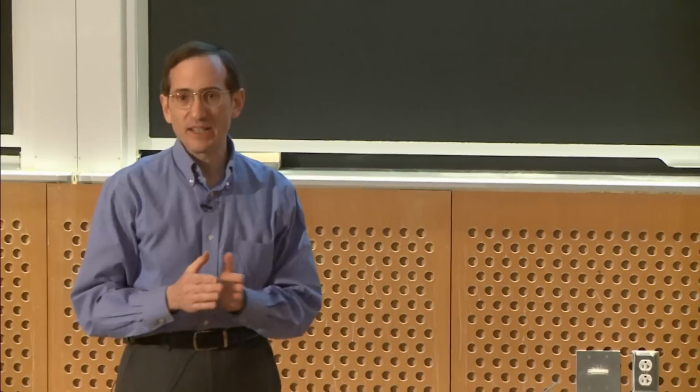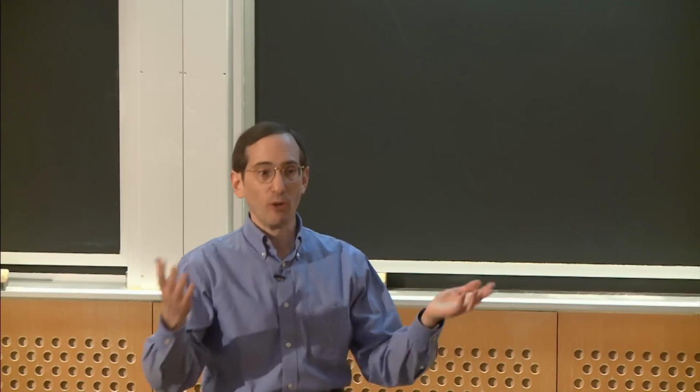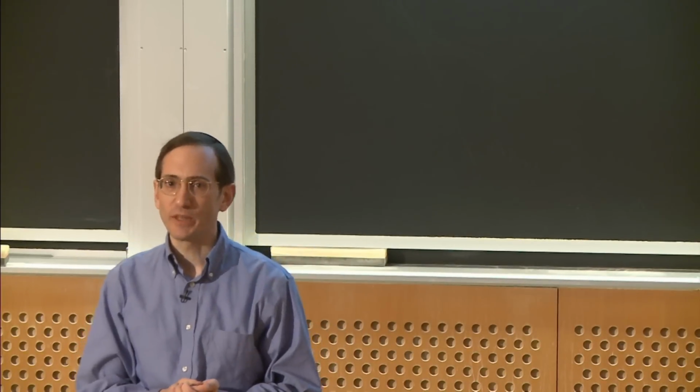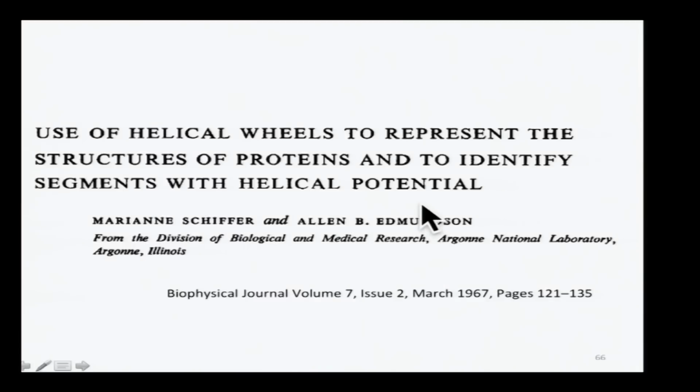OK, but now we want to advance to actually predicting structures of particular proteins, and not just saying that proteins in general will contain alpha helices. So how do we go about doing that? So the first advances here, we're trying to predict the structure of alpha helices.